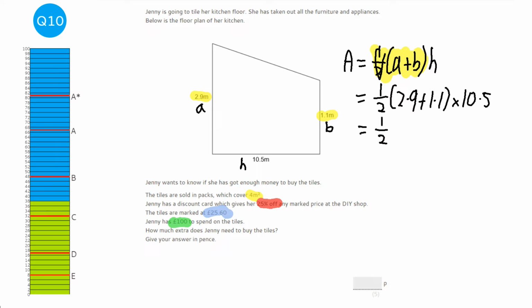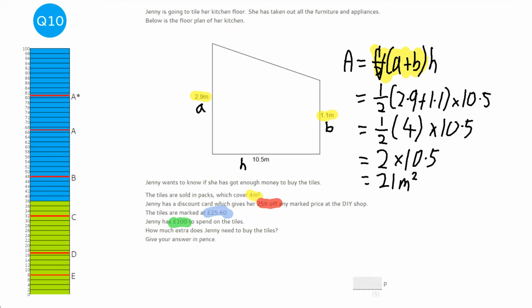We're doing half. 2.9 plus 1.1: 2.9 plus 0.1 is going to be 3, so 3 plus 1 is 4, times 10.5. Then half of 4 is 2, times 10.5, which is going to equal, 2 times 10 is 20, 2 times a half is 1, so it's going to be 21. So there's 21 meters squared of floor to cover. So we know how much floor there is to cover, which is this one here.